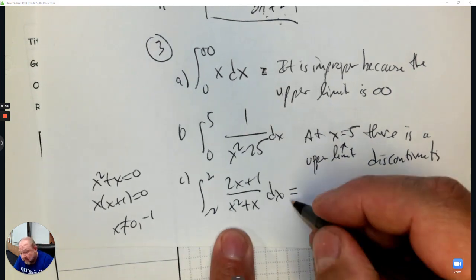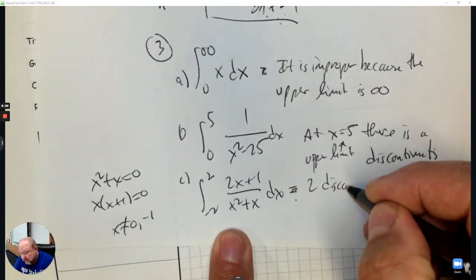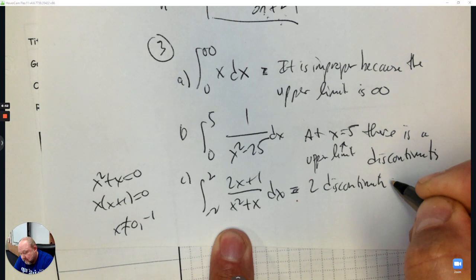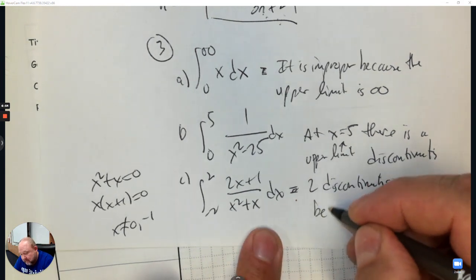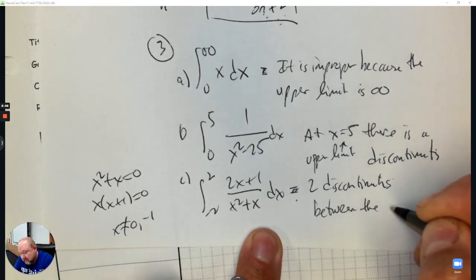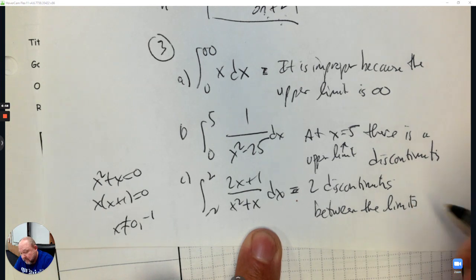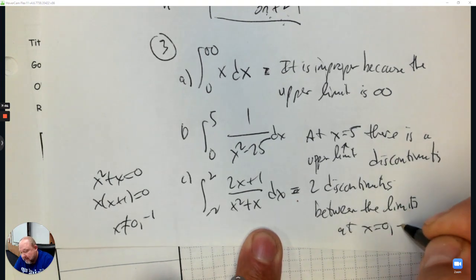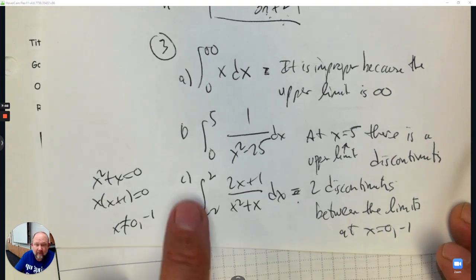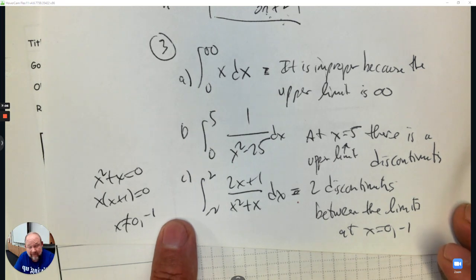So there are two discontinuities between the limits or bounds at x equals 0 and negative 1. So you have two numbers between negative 2 and 2 that are discontinuous. That makes it improper.